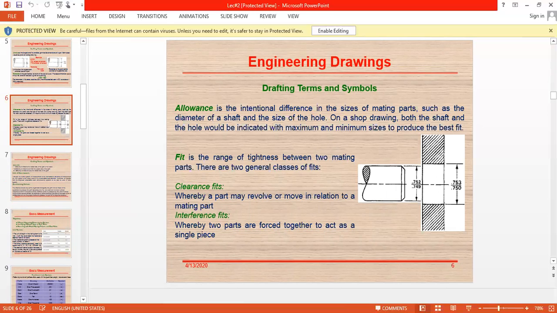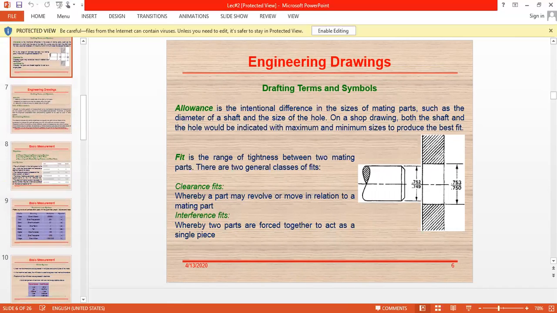There are two general classes of fit. For example, if you want to move one part with the other part, or if you are interested in not moving the parts, we can categorize it into two: clearance fit and interference fit. Clearance fit, whereby a part may revolve or move in relation to the mating part. Interference fit, whereby two parts are forced together to act as a single piece. In this case, they will not move.